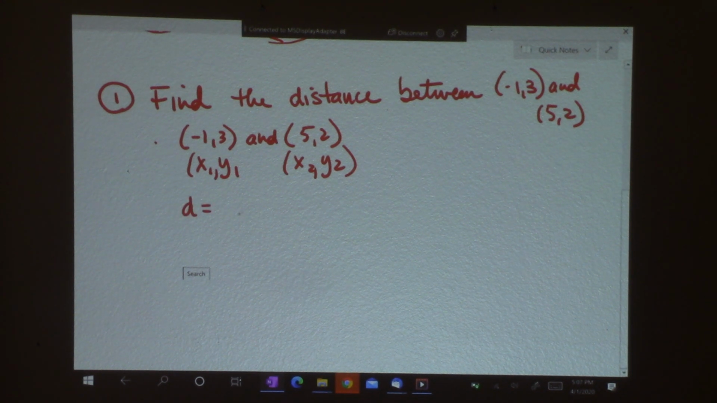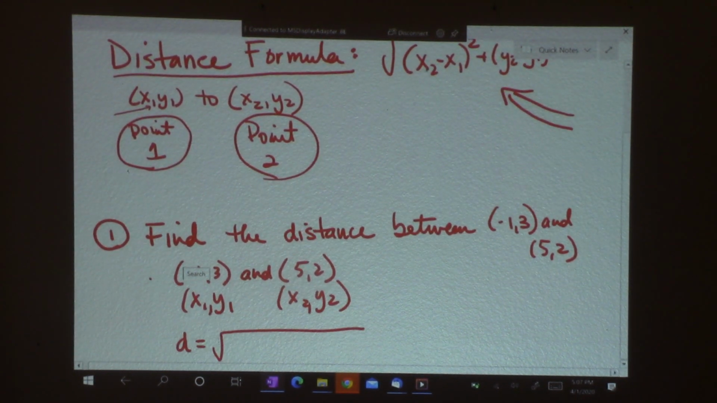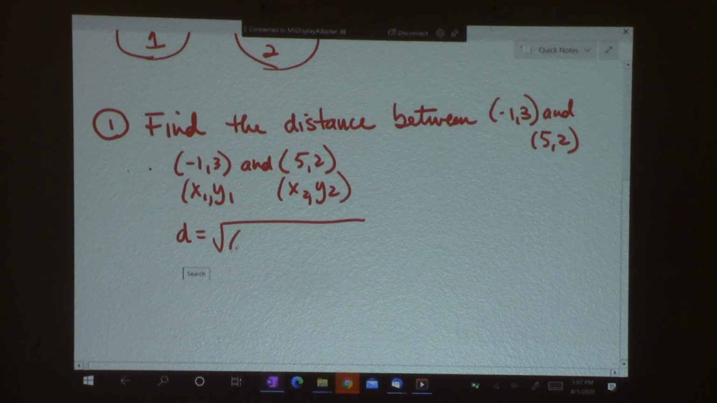So my distance is going to be the square root of, now let's go back up to our formula. x2 minus x1. So x2 is 5. Minus x1. Now be careful. I've got a double negative there. So I have a minus in my formula, and I have right here a -1. Don't drop that. Okay, and then y2, which is 2, minus y1, which is 3.